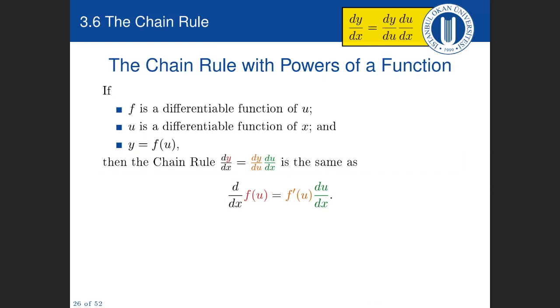Let's talk about the chain rule with powers of a function. Let's suppose that f is a differentiable function of u, and let's suppose that u is a differentiable function of x. And let's suppose we have that y is equal to f of u. Then the chain rule says d/dx of f of u is equal to f prime of u du/dx.